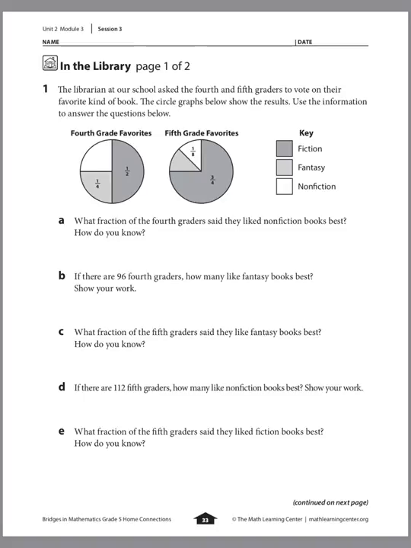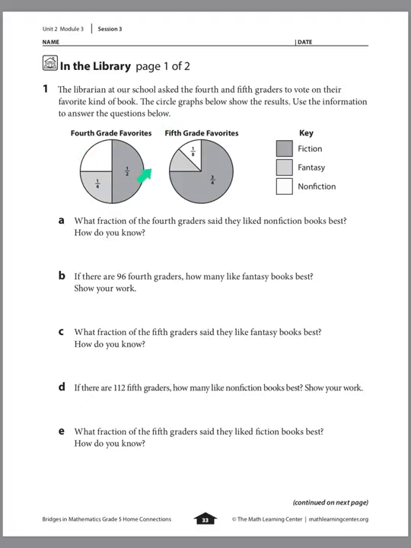Hi students, today we're going to go over Unit 2, Module 3, Session 3 in the library. Number 1 says, the librarian at our school asked the 4th and 5th graders to vote on their favorite kind of book. The circle graphs below show the results. Use the information to answer the questions below.